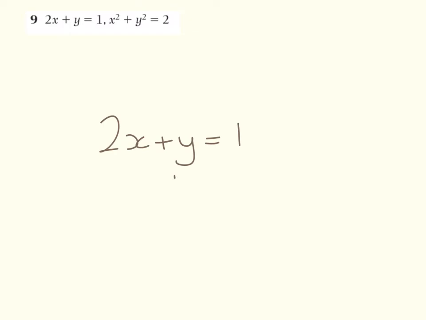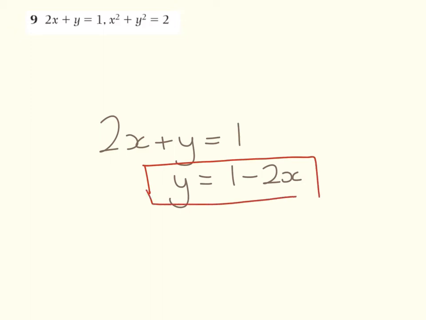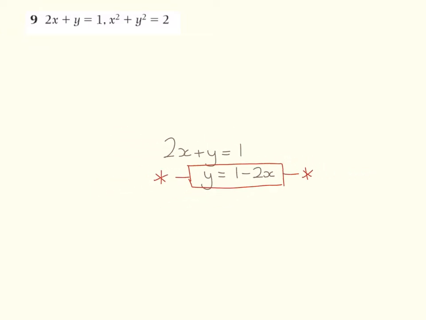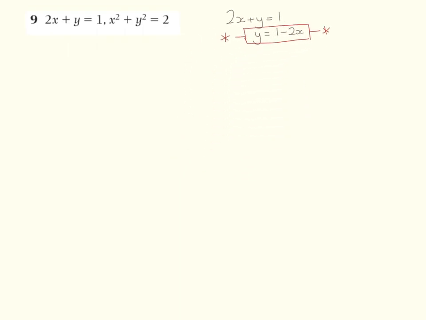So if I start with my linear, the easiest thing to do there is to take the 2x across the other side, and I get an expression for y. So y is equal to 1 minus 2x. I'm going to stick a box around that because that's going to be quite important. I want to refer back to that at the end of the problem when I work out my y values, remember. Okay, so let's just shrink that and put it there.